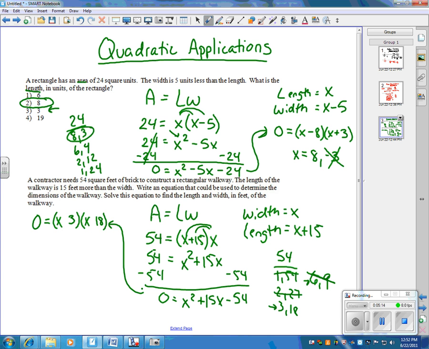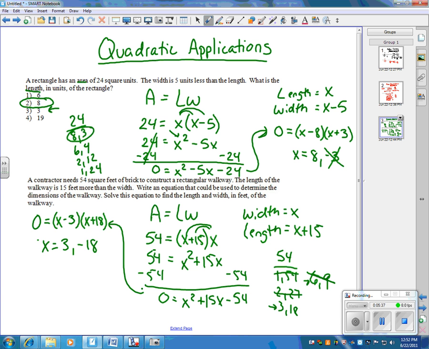Now, if you get stuck in a situation like that, you got 2 to choose from. Choose one, solve for it, check it, see if it works. And the one that checks will be the one that's the correct answer. So to get a positive 15, my bigger number is going to be positive, positive 18, negative 3. That means that x is going to equal 3 or negative 18.